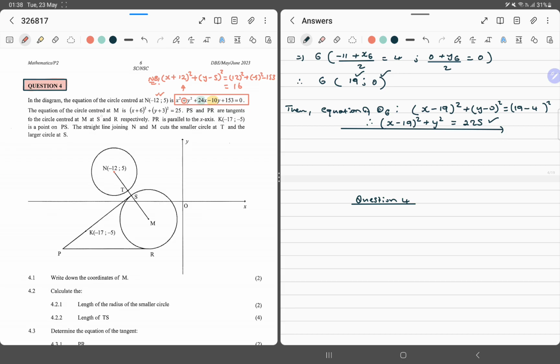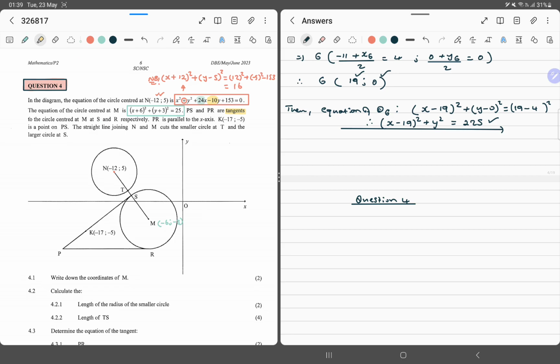Then the next question says the equation of the circle centered at M is, so there is our equation. This one is already in standard form, so we can already tell that the coordinates of M are (-6; -3). We always take the opposite values there. So they are indirectly giving us the center M. P and S are tangents to the circle centered at M, at S and R respectively.